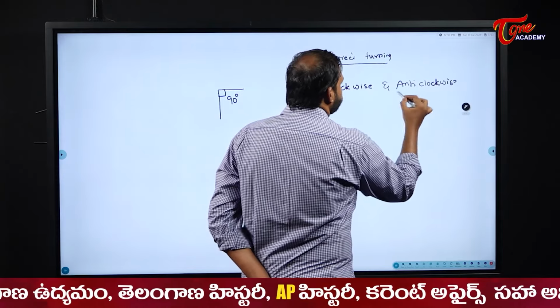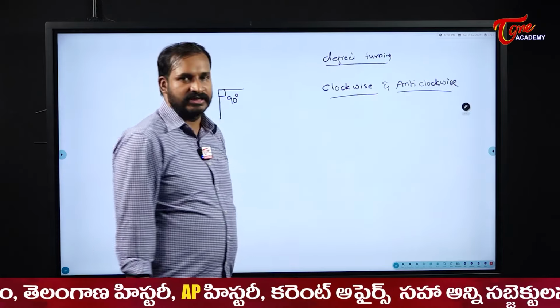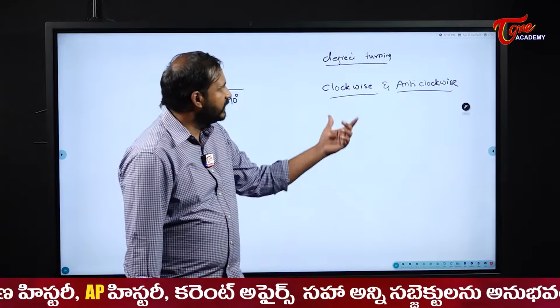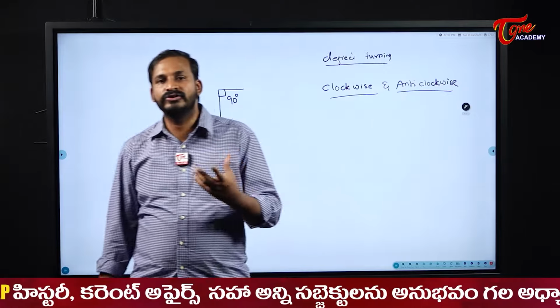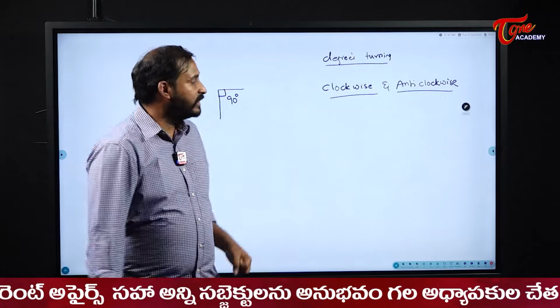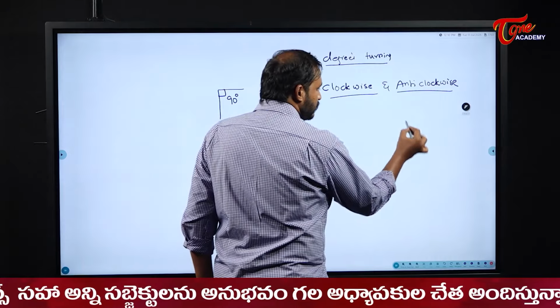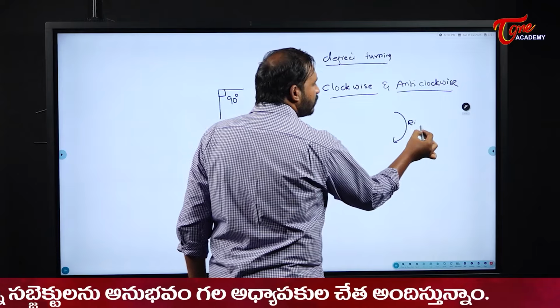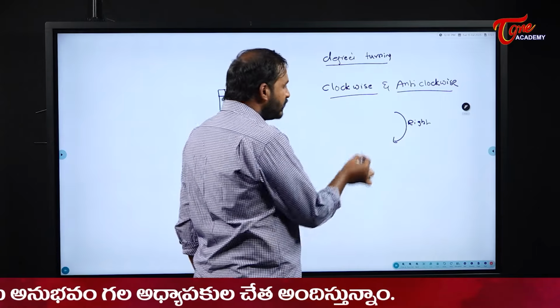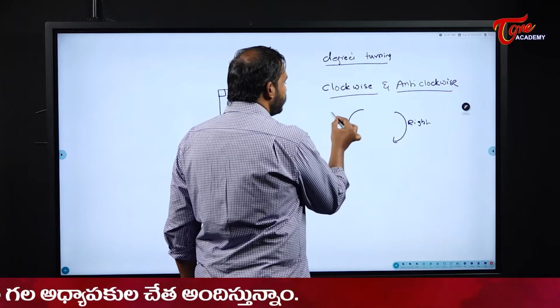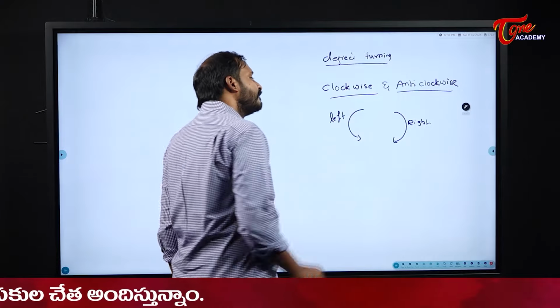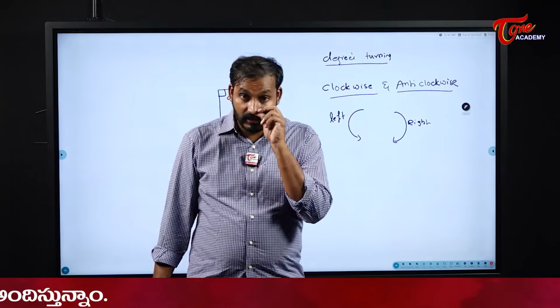What is this clockwise and anti-clockwise, students? Clockwise means what? Right turn. Am I correct or not? This is clockwise. Anti-clockwise means left turn. But don't worry, they will say angles only in anti-clockwise and clockwise.